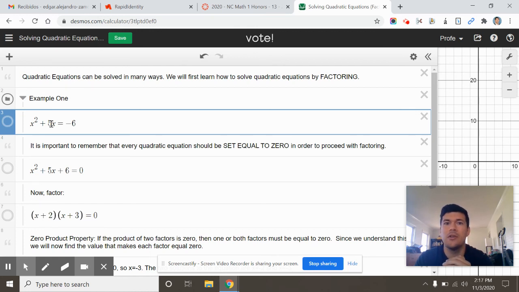It works. Solving by factoring is very straightforward, and it works. I hope you guys enjoy it and do really well with it. I know you'll do very well with it.